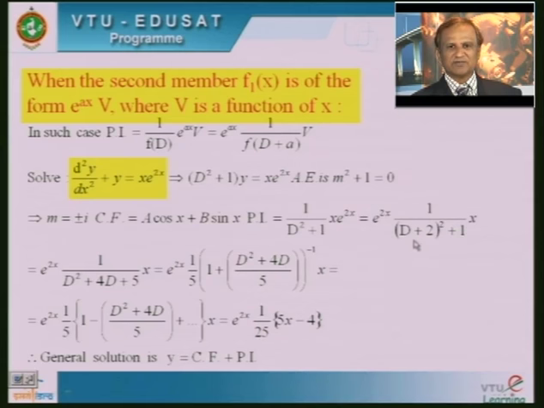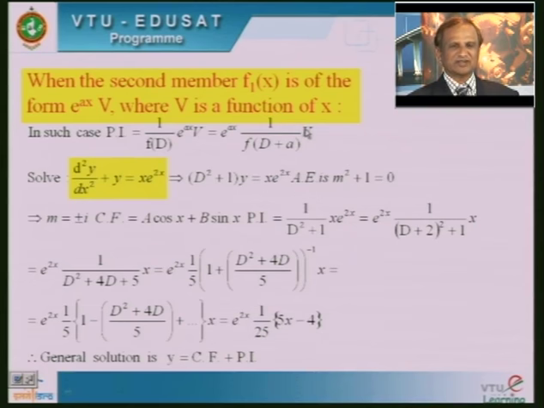So, now I want to simplify (D+2)² + 1. It is of the type (a+b)², so you can expand it: e^(2x) · 1 divided by (D² + 4D + 2²) + 1, which gives D² + 4D + 5, acting on x. Is it clear? Friends, you observe it is of the type 1 upon f(D) into v.